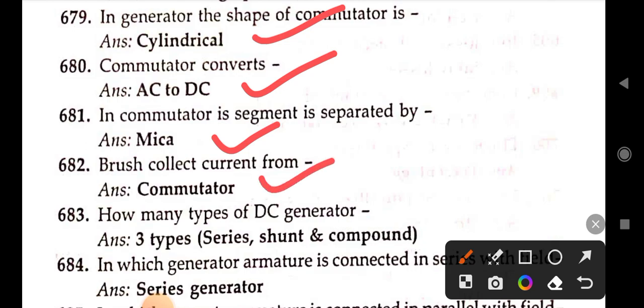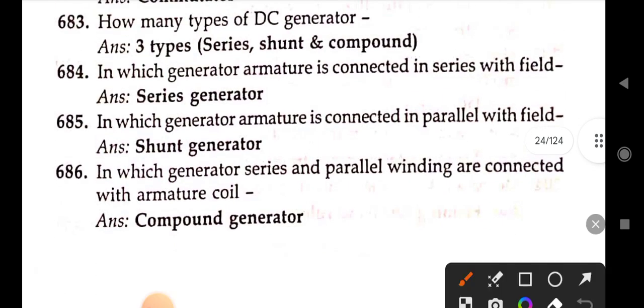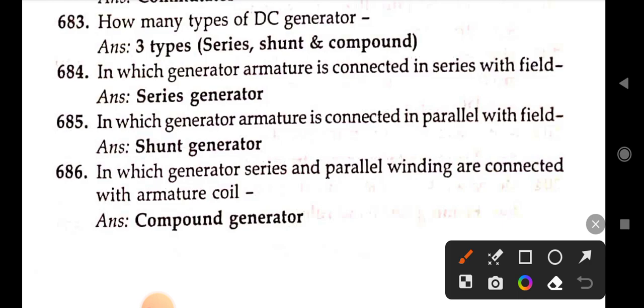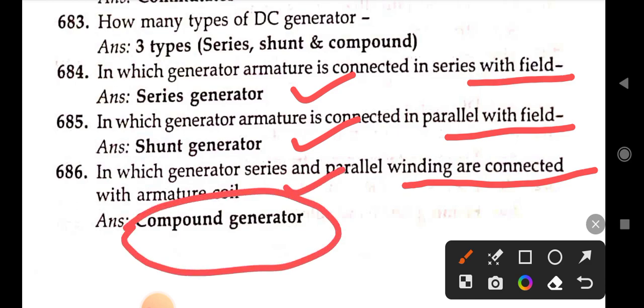How many types of DC generator? 3 types: series, shunt and compound. Next, in which generator is armature connected in series with field? Right answer is series generator. In which generator is armature connected in parallel with field? Right answer is shunt generator. Which generator has series and parallel winding connected with armature coil? Compound generator.